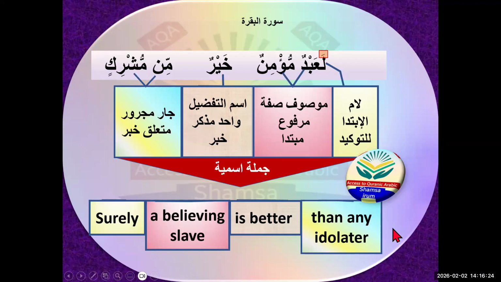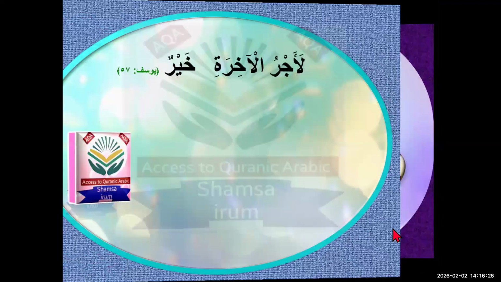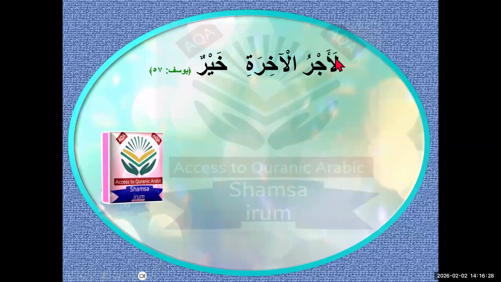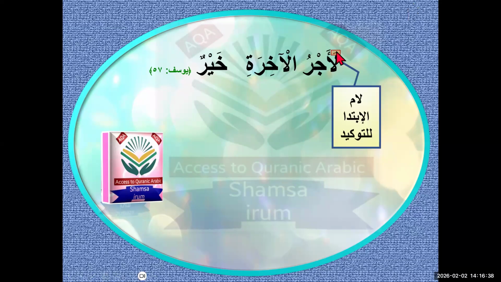Okay, let's move on to the next verse now. Again, you can see the lam with fatha. This lam with fatha shows me that it is lamul ibtada lit tauqeed. This fatha gives me the clue that it is lamul ibtada. And why is it lamul ibtada? Because it's in the beginning of the sentence. It starts the sentence.